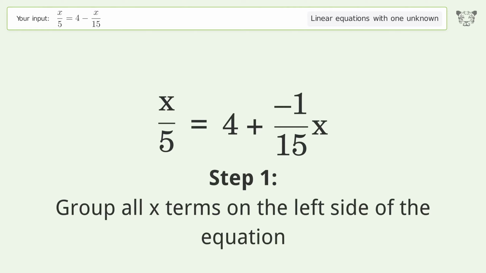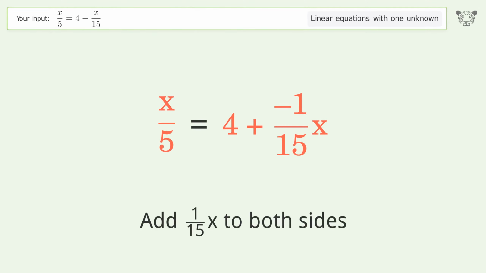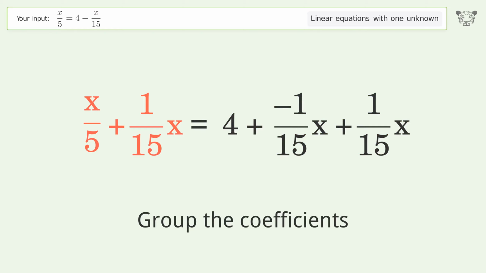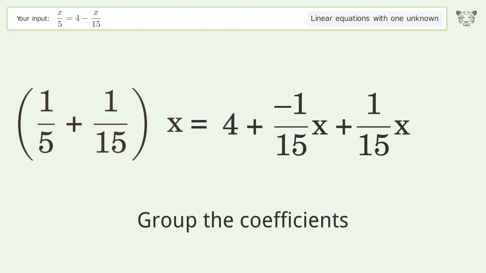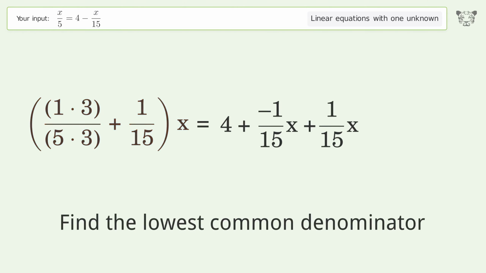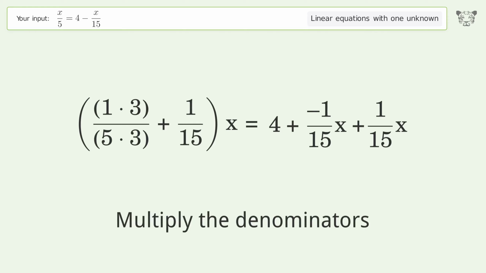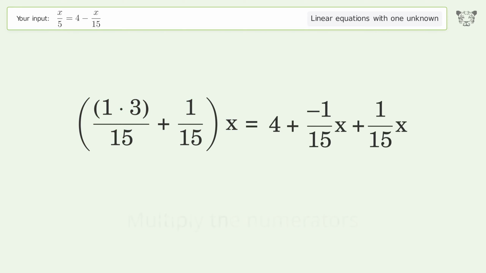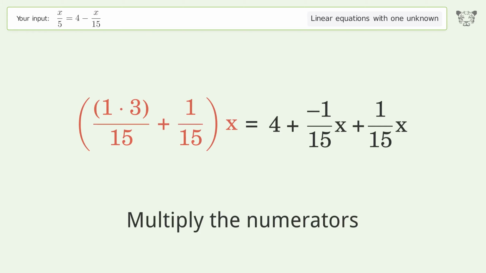Group all x terms on the left side of the equation. Add 1 over 15x to both sides. Group the coefficients. Find the lowest common denominator. Multiply the denominators. Multiply the numerators.